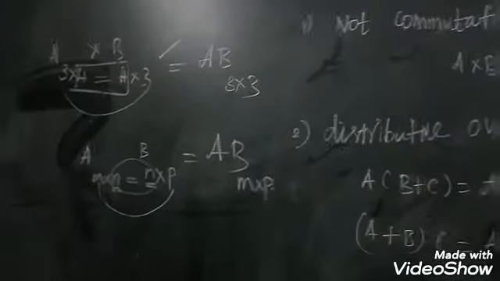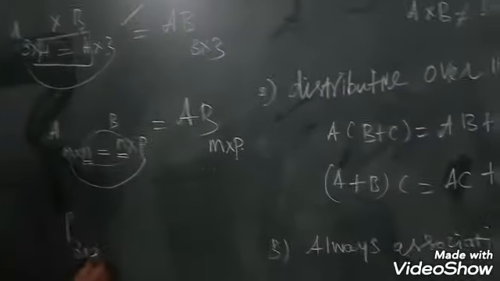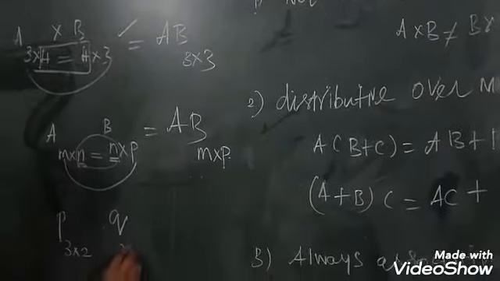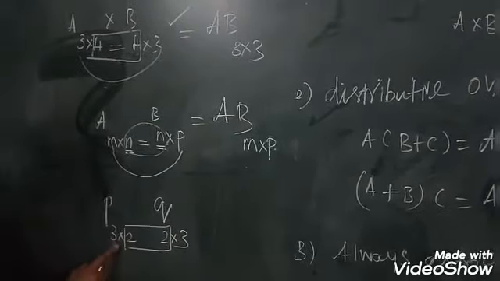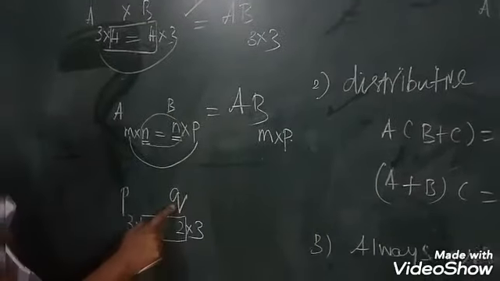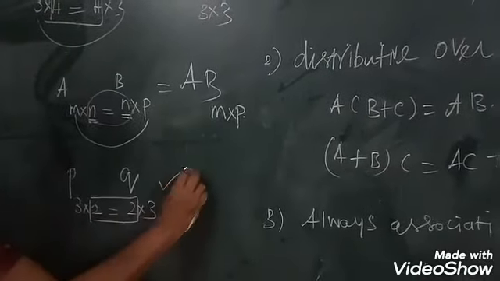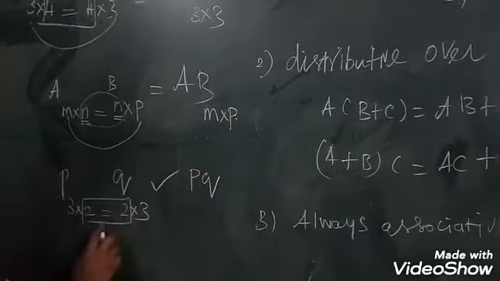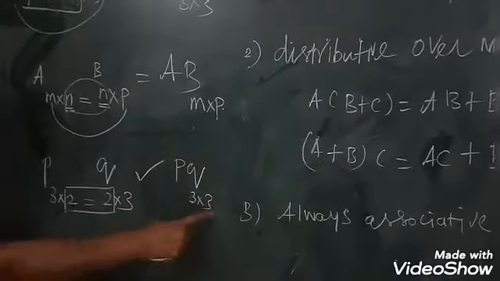See another example, girls. P matrix is 3 cross 2, then Q matrix is 2 cross 3. Now see the matrices here. The order of the first matrix column is 2, the order of the second matrix row is 2. So both are equal, we can multiply. So now PQ is 3 cross 3. The order of the product of the multiplication is 3 cross 3.